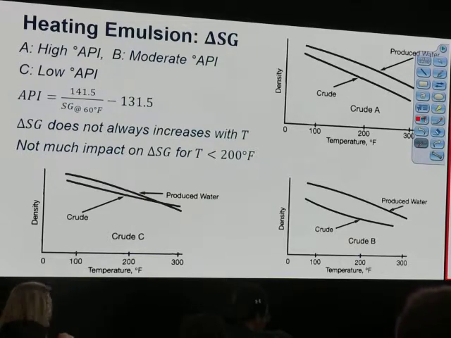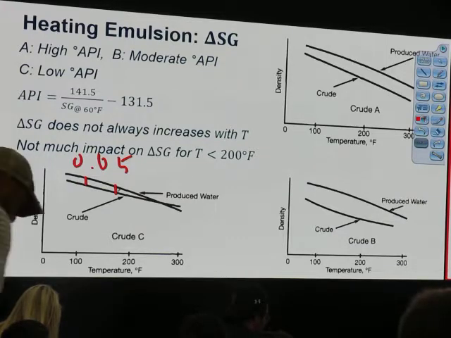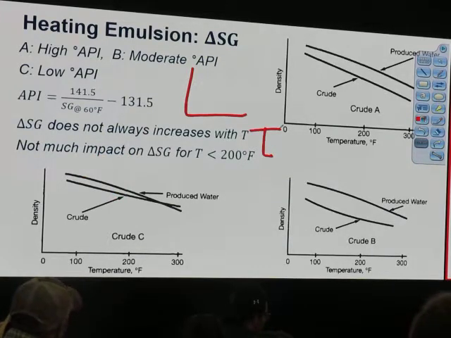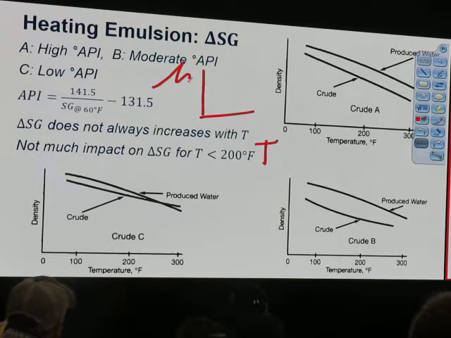Heating it. Even if delta SG stays at 0.05, the same for both, viscosity goes down. Viscosity of the continuous phase, or viscosity as a function of temperature. So if we have temperature and viscosity, as temperature increases, viscosity goes down very quickly. So increase the temperature, heat it up, viscosity goes down exponentially. Okay. So when we have the same delta SG, heat it up.